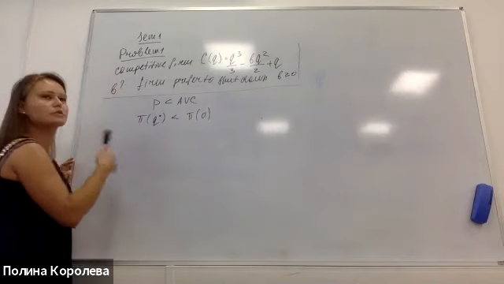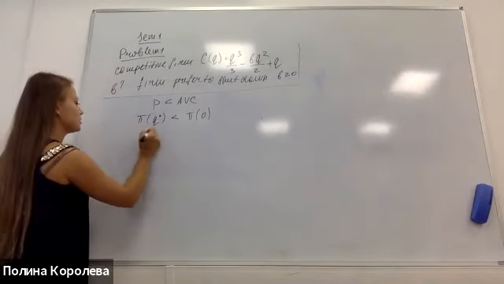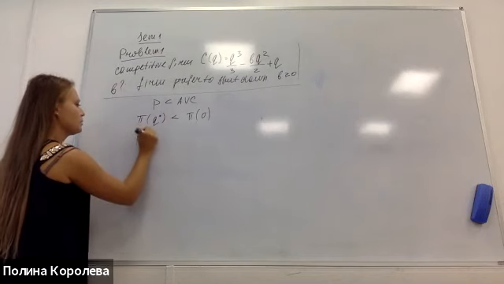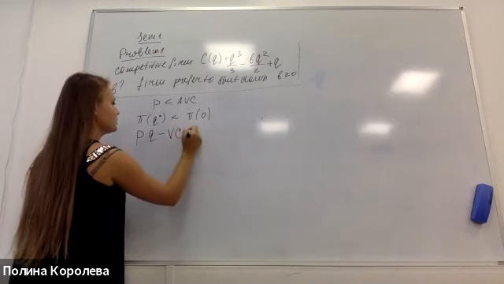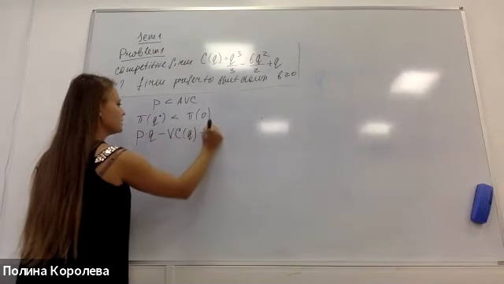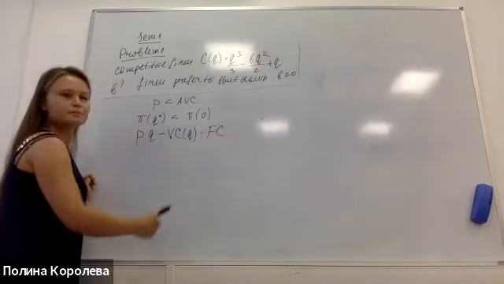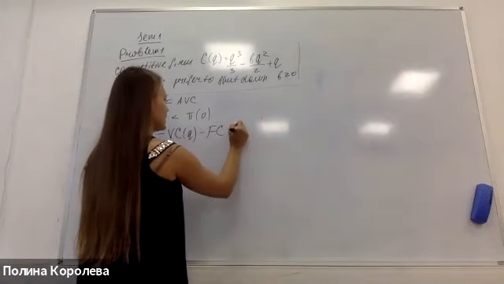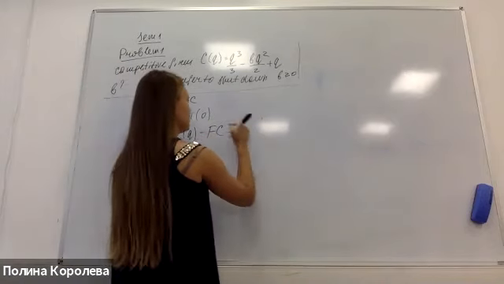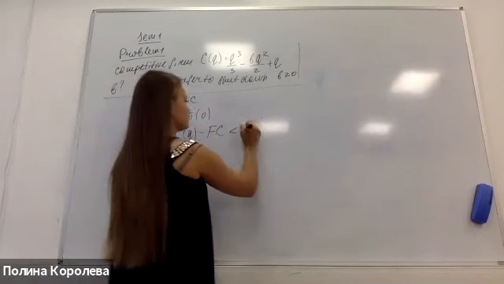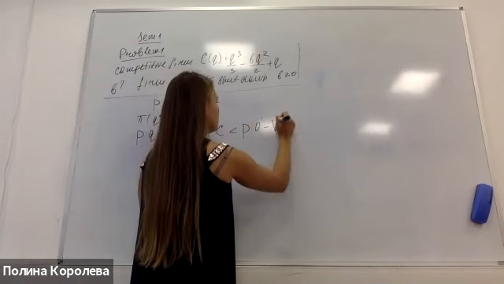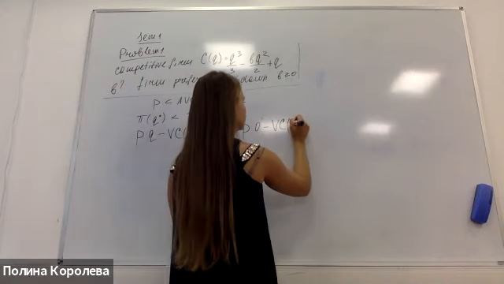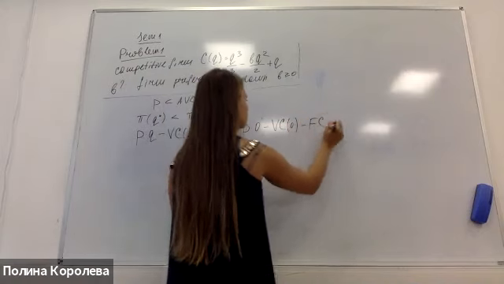Profit is total revenue minus total cost. Total revenue, price multiplied by quantity, minus variable cost, minus fixed costs. You know this. And this should be less than the profit at 0: price multiplied by 0, minus variable cost at 0, minus fixed costs.